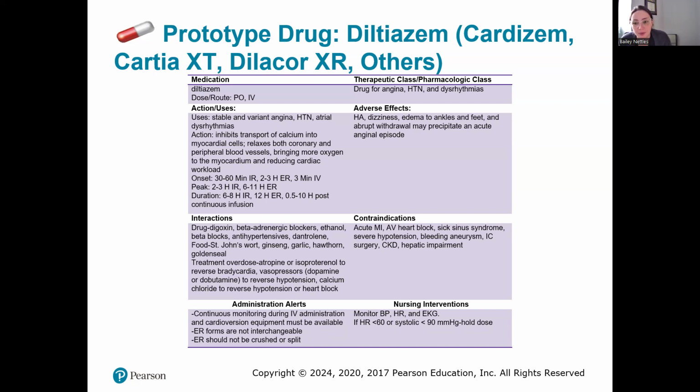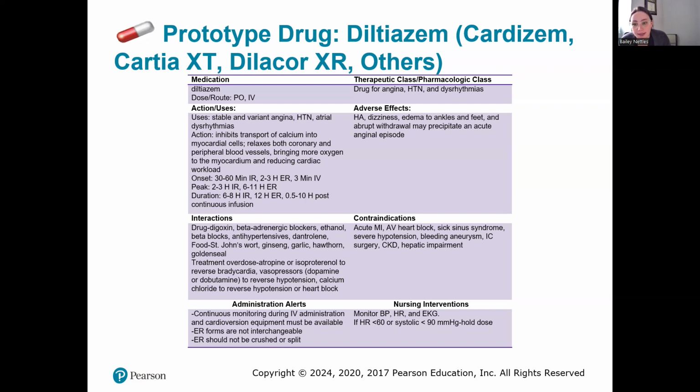Overdose, we treat with atropine and isoproterenol, sorry, to reverse bradycardia, and vasopressors, like dopamine, to reverse hypotension, calcium chloride, because this is going to inhibit calcium. So now we're going to give them calcium. So it will help reverse the hypotension and heart block.